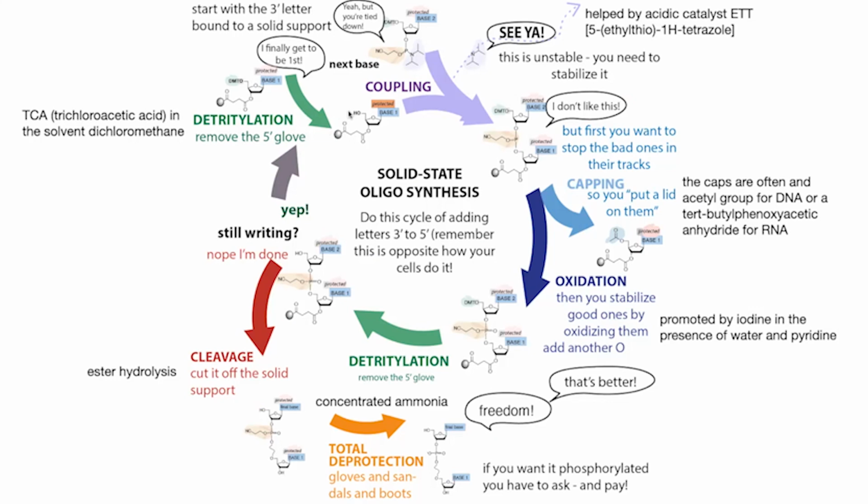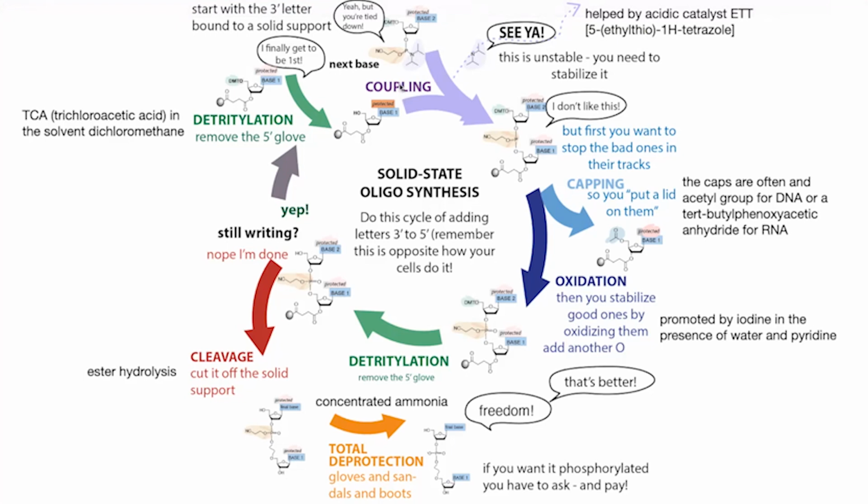But the first thing we need to do is make it so that it will react. And so it's going to react, remember, by kicking off this group. It's basically going to attack this phosphorus here, kick off this nitrogen-y group. And this is going to be helped by the acidic catalyst, ETT. Basically, this is going to make this a better leaving group, and this is going to be more favorable for attack.